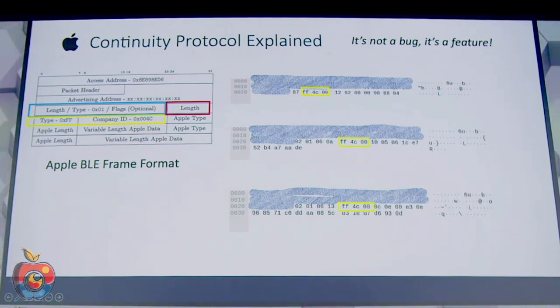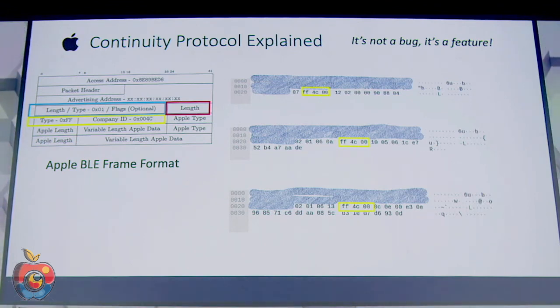You probably see that string that says FF4C00, and the FF is the manufacturer ID. All Bluetooth devices that come from different manufacturers can have their own specific manufacturer-specific data that's going to be passed in those later Bluetooth fields.